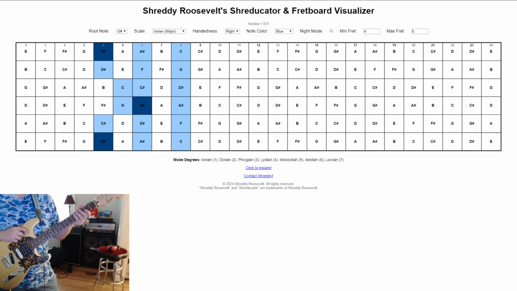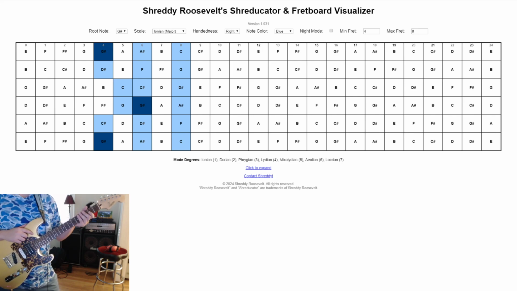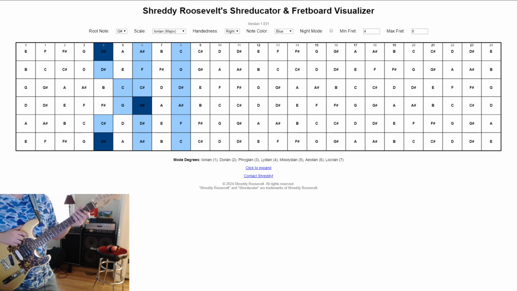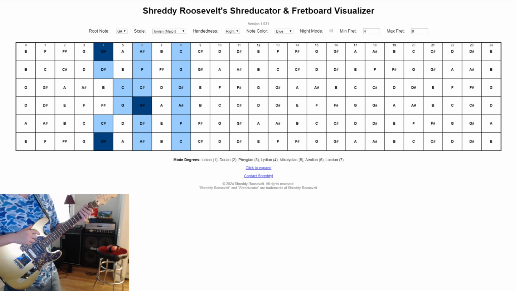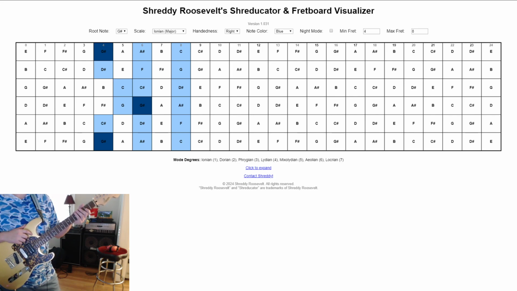Well, what is a fretboard visualizer? It's something that existed, I guess, until I invented it a little bit ago. It existed pretty much in advanced guitar players' minds, and it's just a way of visualizing scales and patterns on the fretboard.